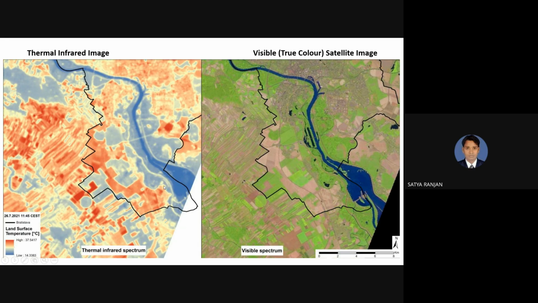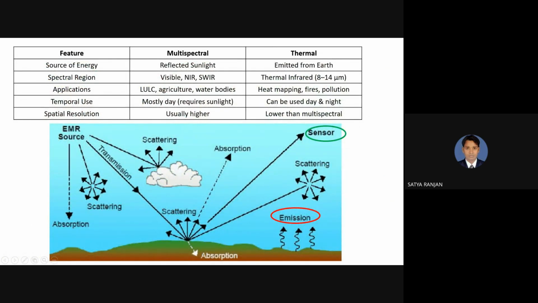So this is what the image looks like in the thermal infrared band. Then some differences are there. In multispectral we use the reflected sunlight, and in thermal it is emitted from the Earth. The spectral region in multispectral is visible, near infrared and short wave infrared. But in the thermal sensor, only thermal infrared, that is 8 to 14 micrometer, is used. So just remember this: the thermal infrared range is 8 to 14 micrometer.